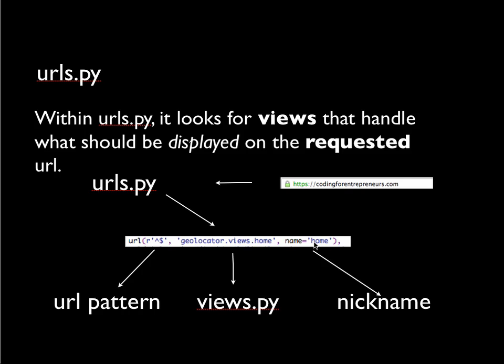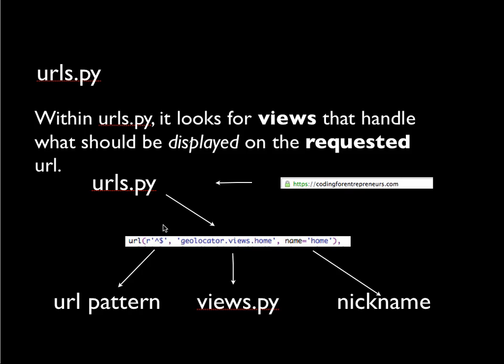Then we have this nickname, home, or name equals home. It's basically a nickname. It's easier than writing out the full URL whenever you want to reference it in your Django files. Instead, you can use URL equals some nickname. That's how you'll do it. We'll see that in action as well. But we're really going to discuss this part.